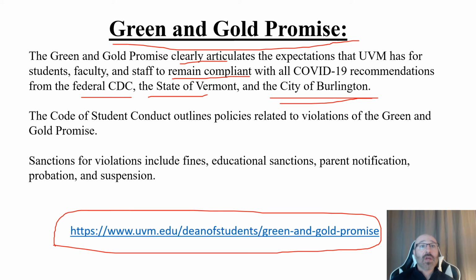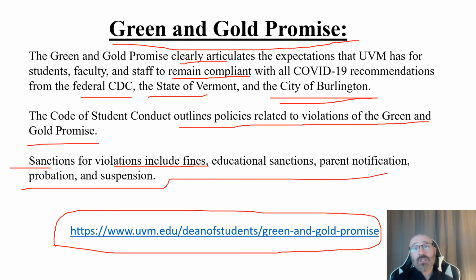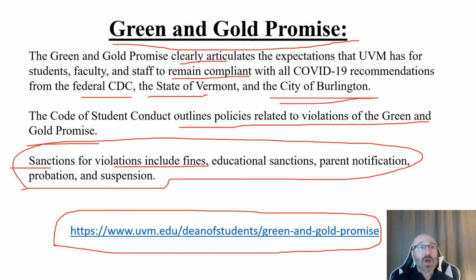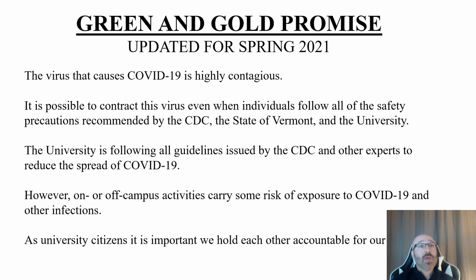One thing to note here: this outlines the policies related to violations of the Green and Gold Promise. There may be sanctions, violations, fines, educational sanctions, parent notification, probation, and suspension related to this. This is all in the interest of safety, so please reference all the related criteria as far as what the federal CDC, the state of Vermont, and the city of Burlington recommend for these policies, and read through the Green and Gold Promise closely. UVM has updated the Green and Gold Promise for this spring 2021 semester.